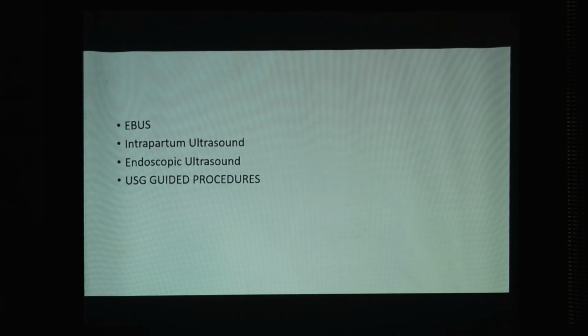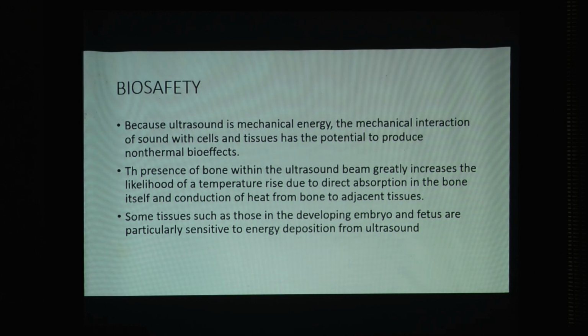Then you know the endobronchial ultrasound, endoscopic ultrasound, intrapartum ultrasound, then US guided procedures. Finally, we go to biosafety, because ultrasound is a mechanical energy. The mechanical interaction of sound with cells and tissues has the potential to produce non-thermal bioeffects. The presence of bone within the ultrasound beam greatly increases the likelihood of temperature rise due to the direct absorption in the bone itself and conduction of heat from bone to adjacent tissues.